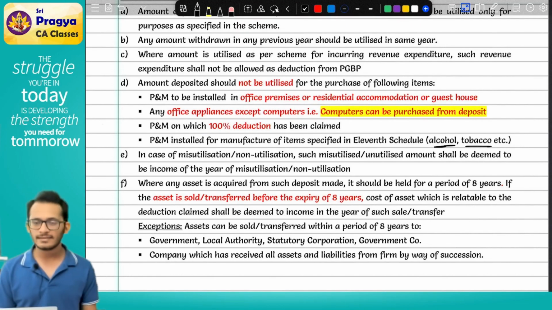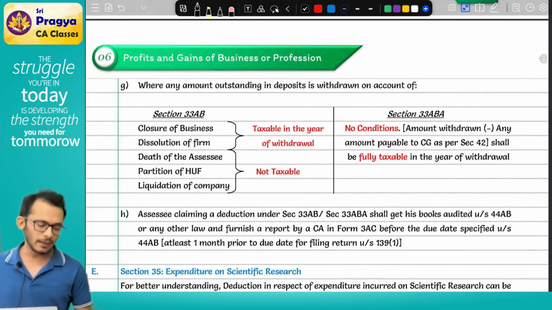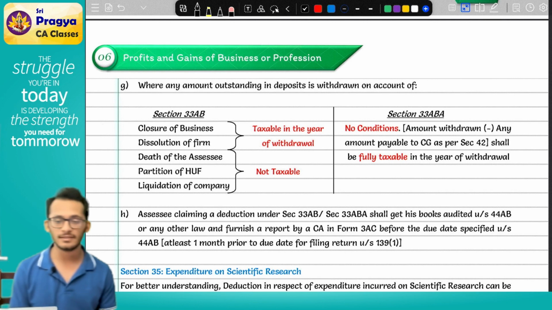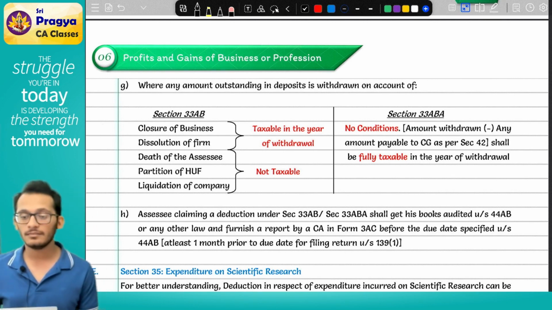So don't restrict there. Last, they are saying if any amount outstanding is withdrawn, you have withdrawn the money, use it for the purpose.